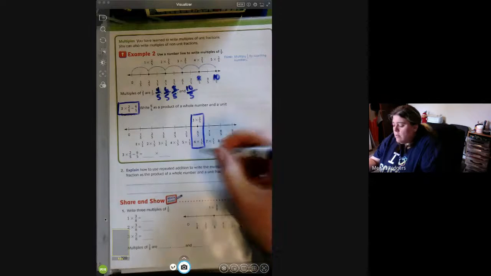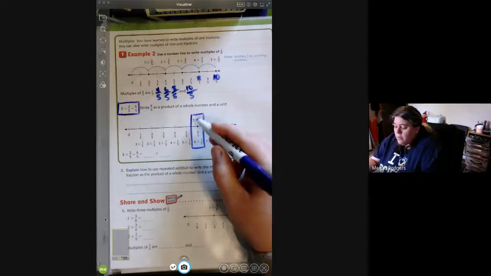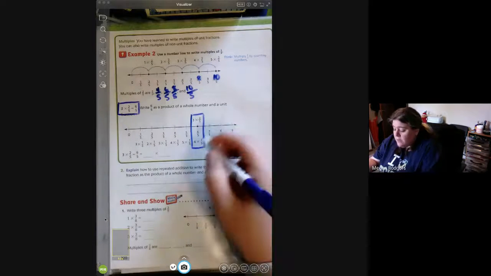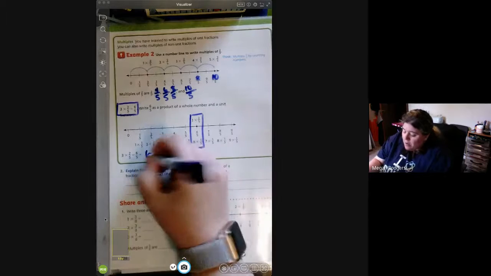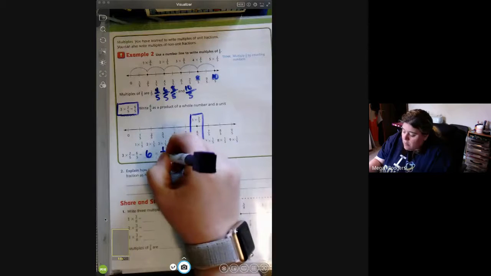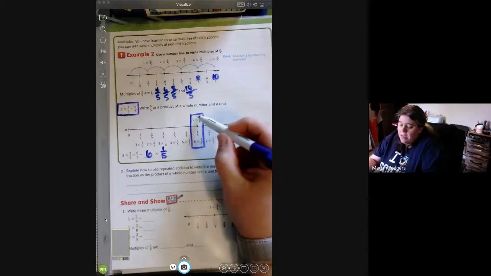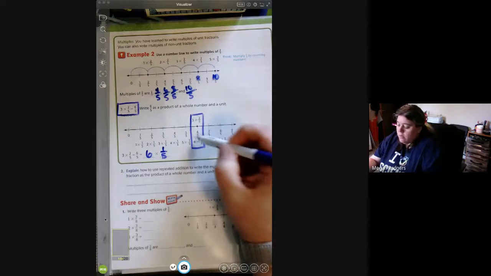Well, that looks kind of familiar here. So 3 times 2/5 equals 6/5, which is the same as 6 times 1/5. And if you think about that, that 3 times 2 there looks an awful lot like that 6.